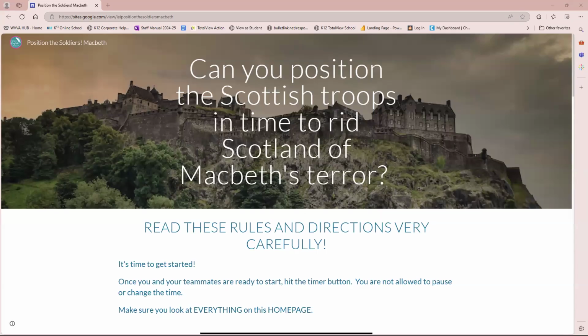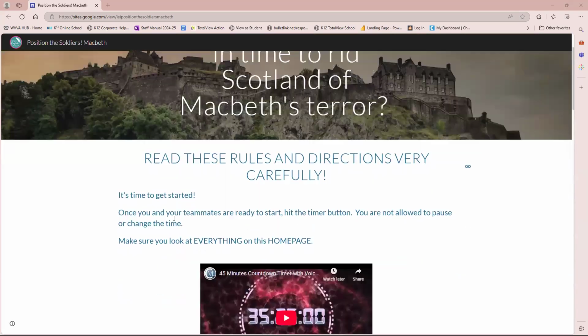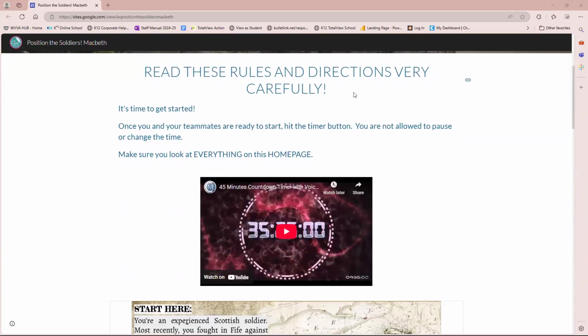Welcome. So I'm going to go over this Macbeth escape room. Right? So can you position the Scottish troops in time to rid Scotland of Macbeth's terror? Read these rules and directions very carefully. It's time to get started.